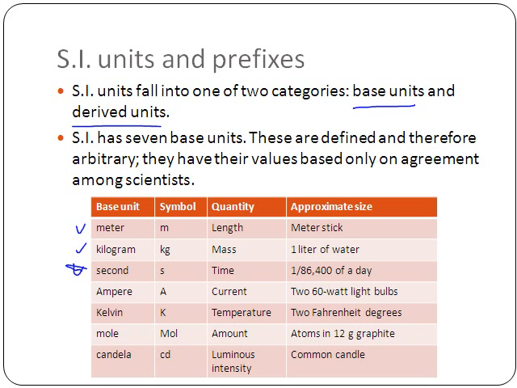Next one here is a kilogram. Kilogram is the unit of mass, kg. It's the only one of the base units that has a prefix on it, naturally, because we use this MKS system. Its approximate mass is that of a liter of water. If you have a liter of water, that has a mass of a kilogram. That's how it was originally defined.